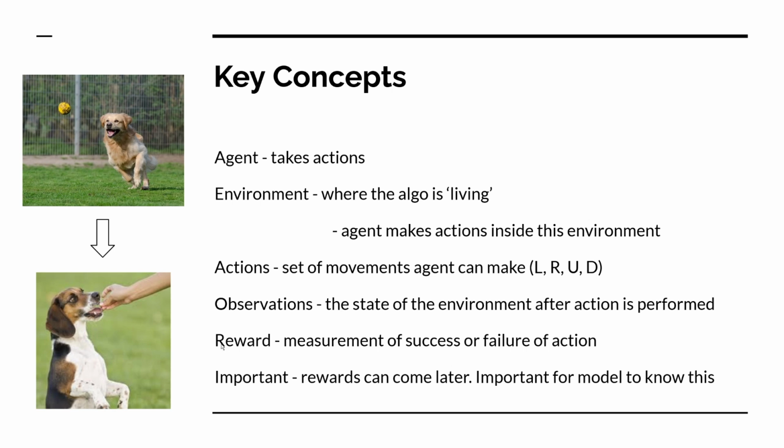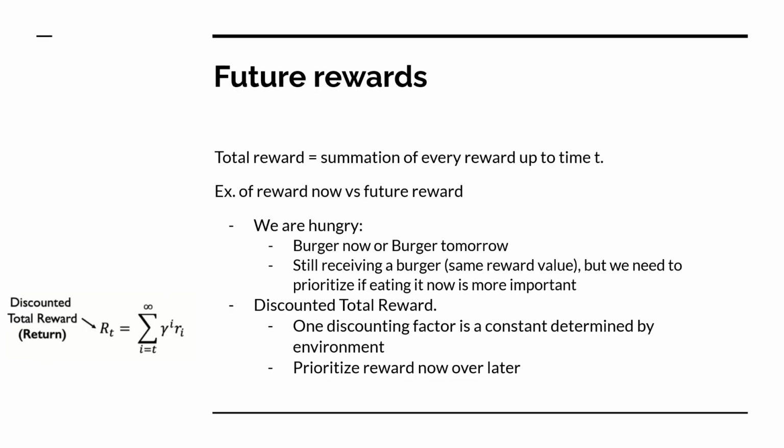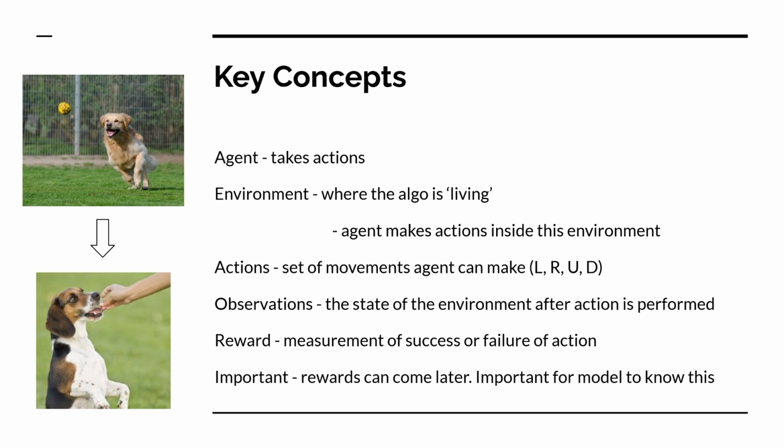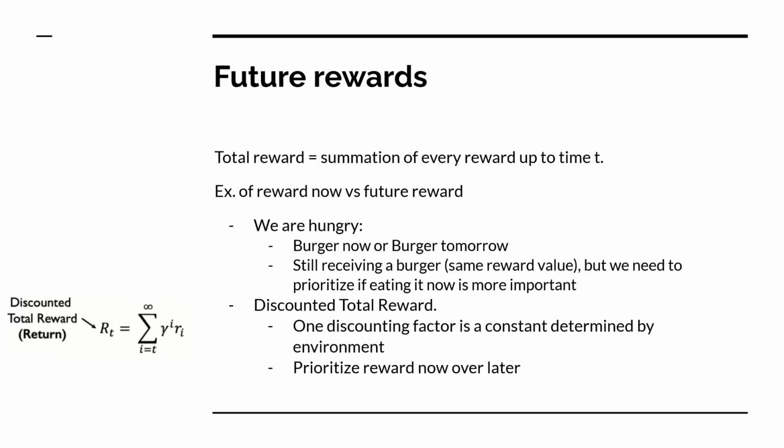Okay, so that's when we have this reward function, and then the dog now realizes, wait a minute, if I go get this ball, I'm going to get a treat, and it's essentially the concept of reinforcement learning. Okay, so now, like I said before, it's important to know that the rewards can come later. Because this is something that happens in real life as well, right?